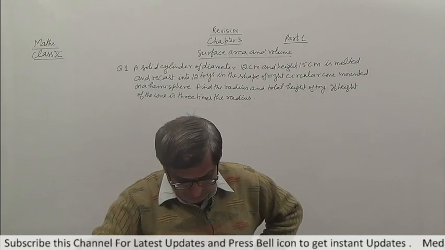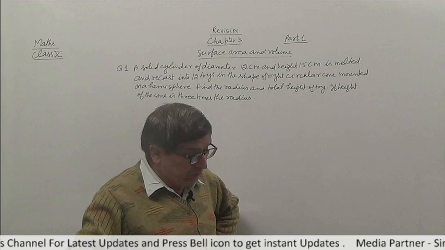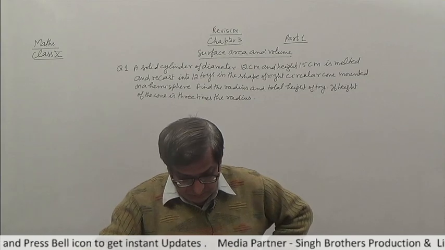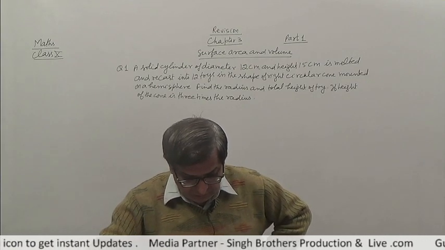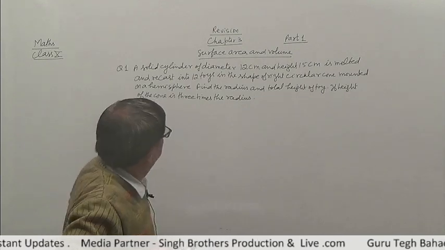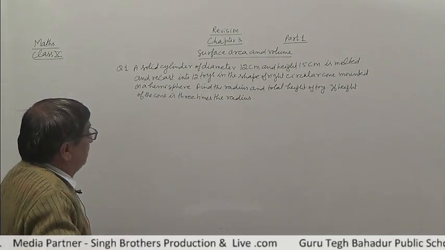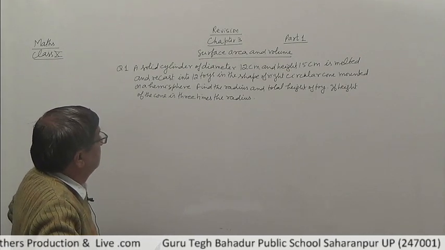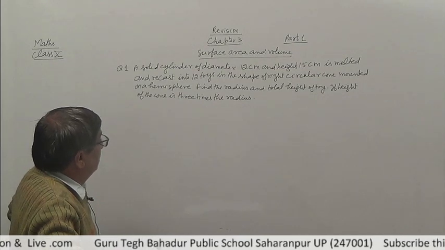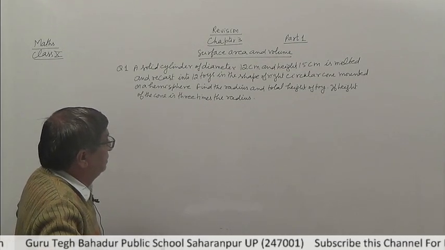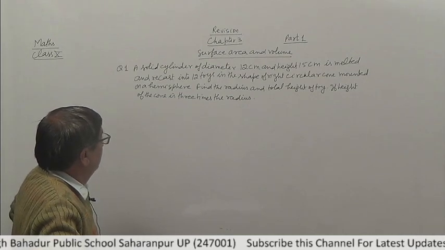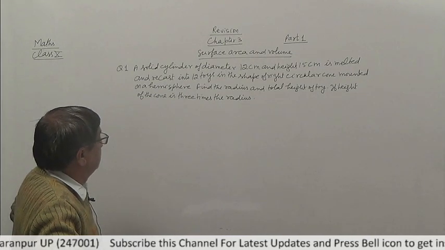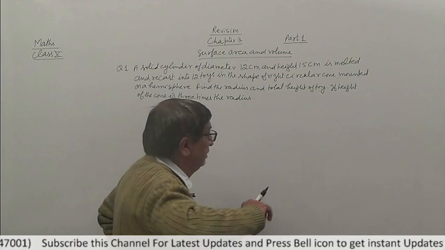Good morning, students. Today we are going to start the revision of chapter 13, surface area and volume. The first question is that a solid cylinder of diameter 12 cm and height 15 cm is melted and cast into 12 toys in the shape of a right circular cone mounted on a hemisphere. Find the radius and total height of the toy if the height of the cone is 3 times the radius.